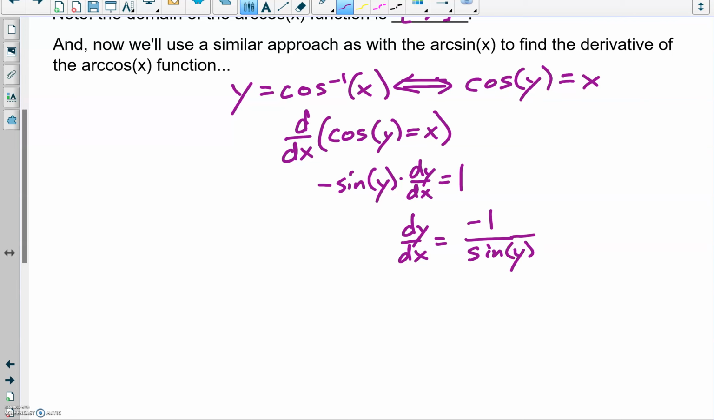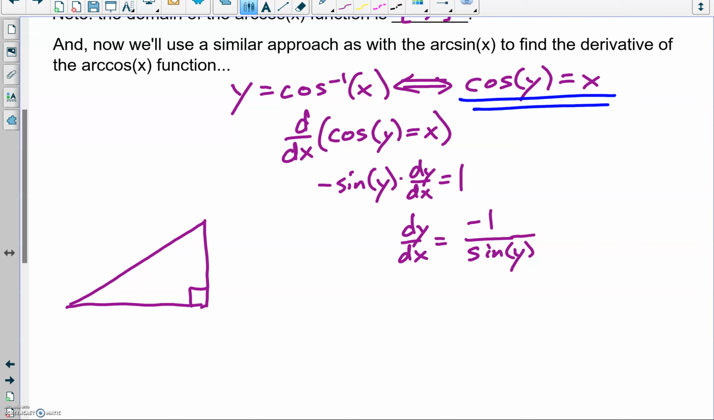We still have the same problem here as we had in the arcsine development. My dy/dx is not in terms of x, which is what I want. So I'm going to draw a triangle again. Keep in mind this triangle is going to be a little bit different because we started with the cosine of y equaling x instead of the sine of y equaling x, so things will shift around a little. But I am going to keep the angle in this corner. The adjacent side now becomes x. The hypotenuse is still 1. Using the Pythagorean theorem, you can find the opposite side as the square root of 1 minus x squared.